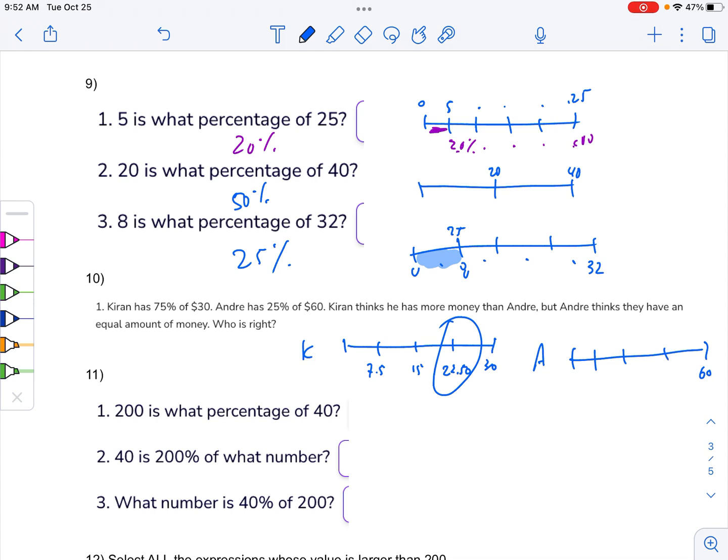60 divided by 4, because it's 4 sections. So 60 divided by 4 puts me right here at 15. That's 25%.